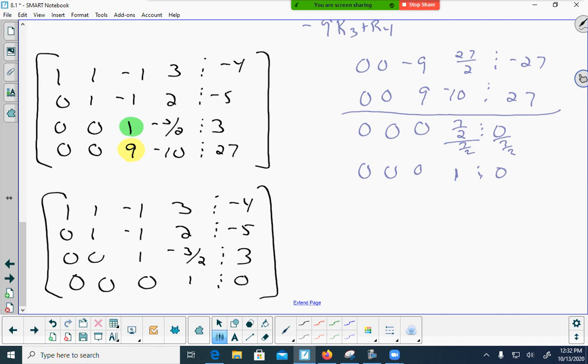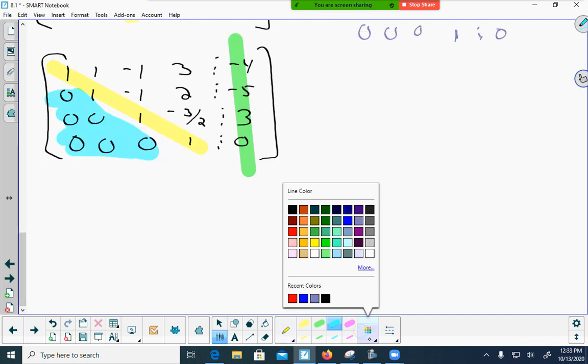Because now I'm in row echelon form. I have my main diagonals of zeros. When I think of this as not being there, everything below that is zeros. So now that I hit this point, what could I do? Once you hit that point, Ryan, what can you do? Yeah, you can put them back into the equations to do back substitution.